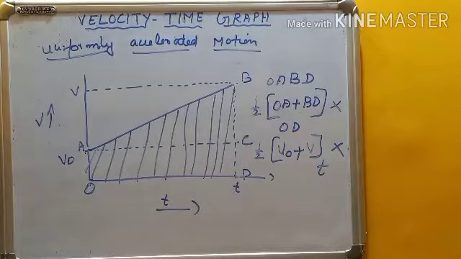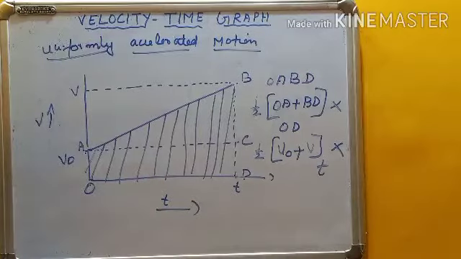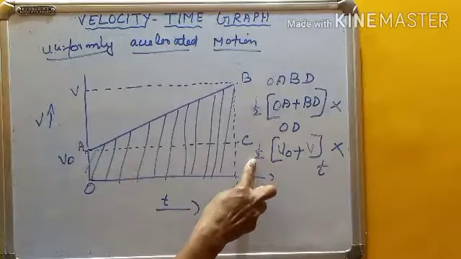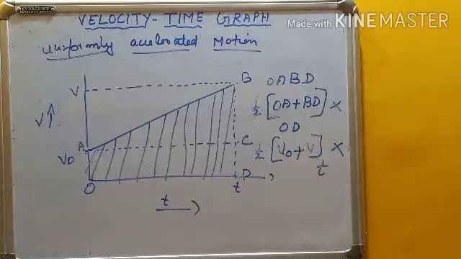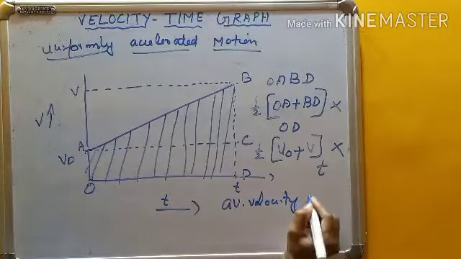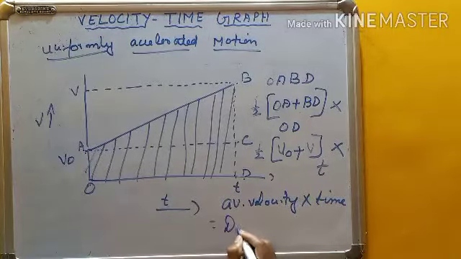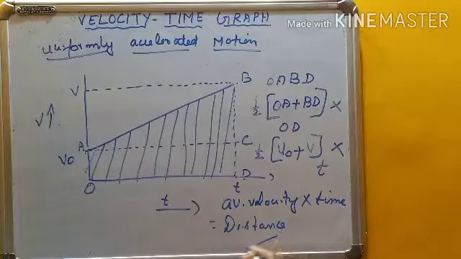V naught is the initial velocity, V is the final velocity, and T is the altitude, T minus 0 means T only, so that is the time interval. V naught plus V divided by 2, that is, initial velocity plus final velocity divided by 2, is the average velocity. So average velocity into time. According to the formula, you know that average velocity into time interval is the distance travelled by the body in a time t.